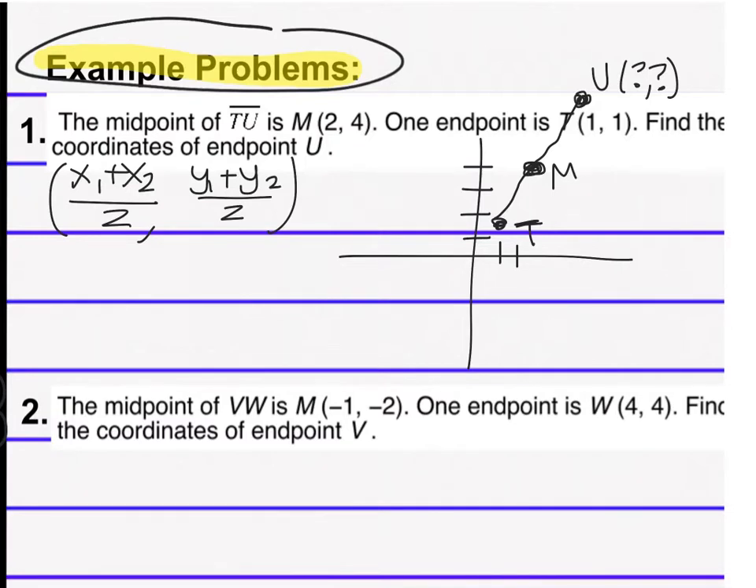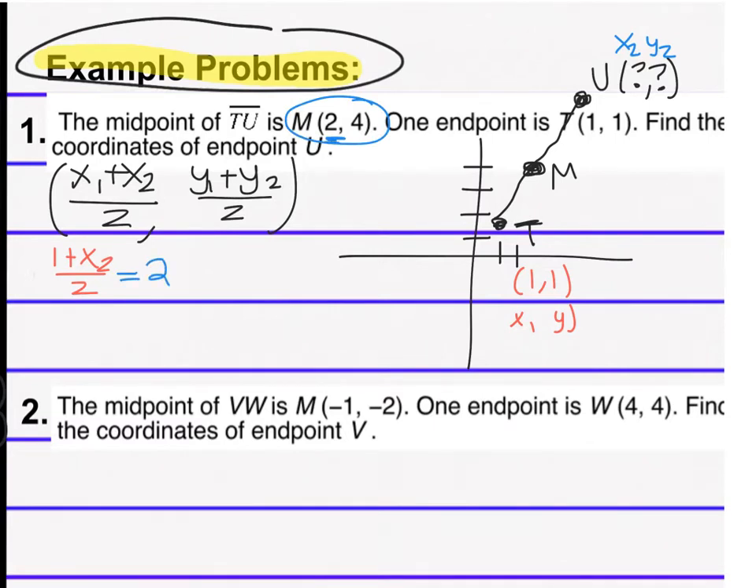So I know one endpoint is at (1, 1) right here. That's my x1, y1. For my x2, y2, I don't know those. So when I start to fill in my formula, my x1 is 1. My x2 is unknown. However, I do know what that should equal. When I calculate this, it should equal 2, because that's the x of my midpoint.